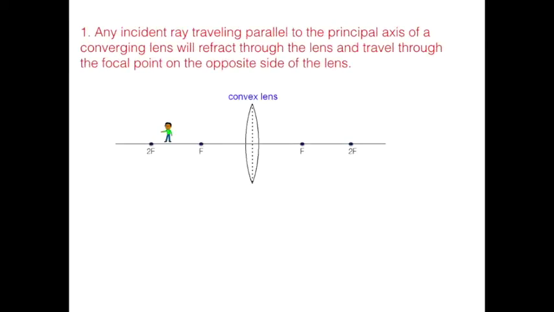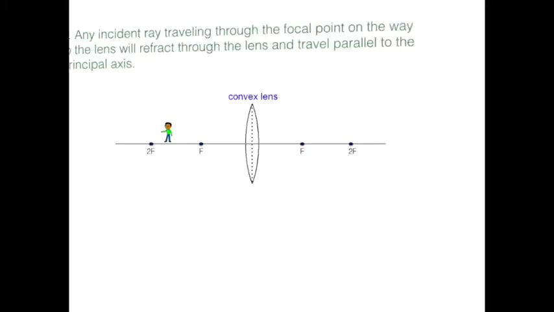So let's try this first basic principle. Any incident ray traveling parallel to the principal axis of a converging lens will refract through the lens and travel through the focal point on the opposite side of the lens.